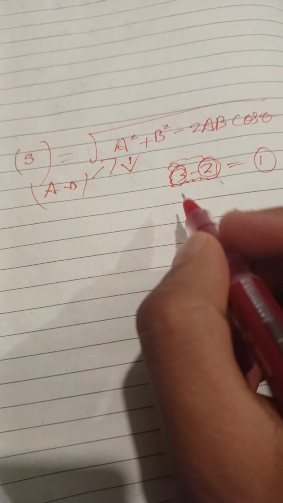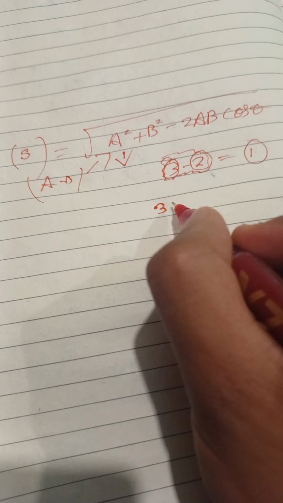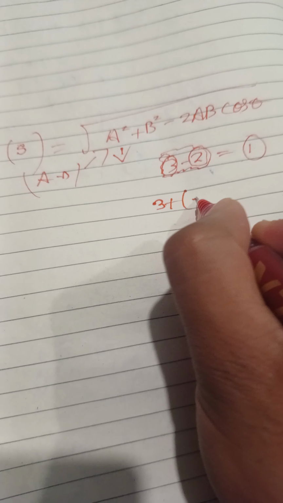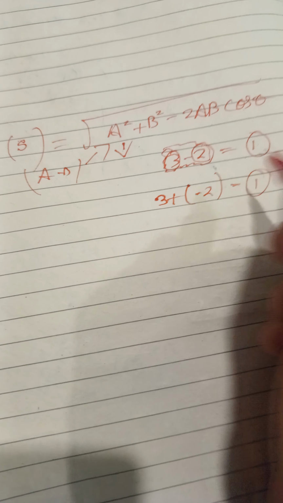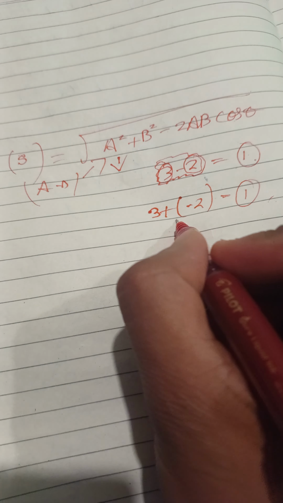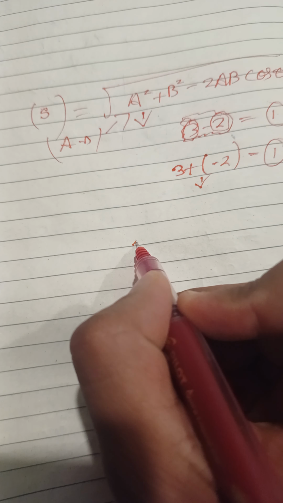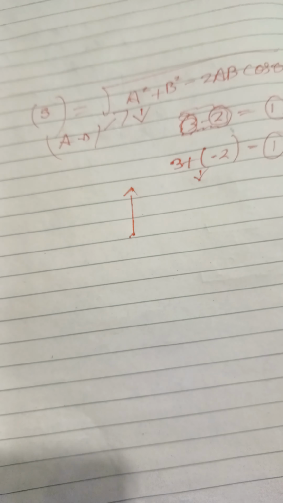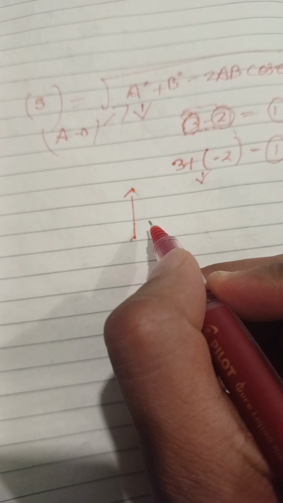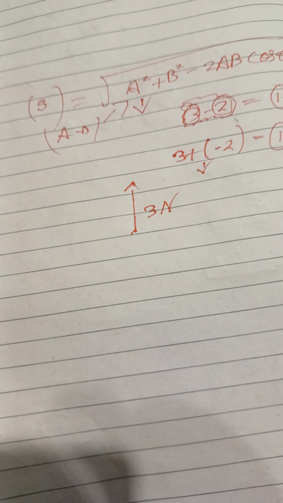Just take an example. We have two anti-parallel vectors, the angle between them is 180 degrees. I have a vector going towards north, its magnitude is 3 newton.